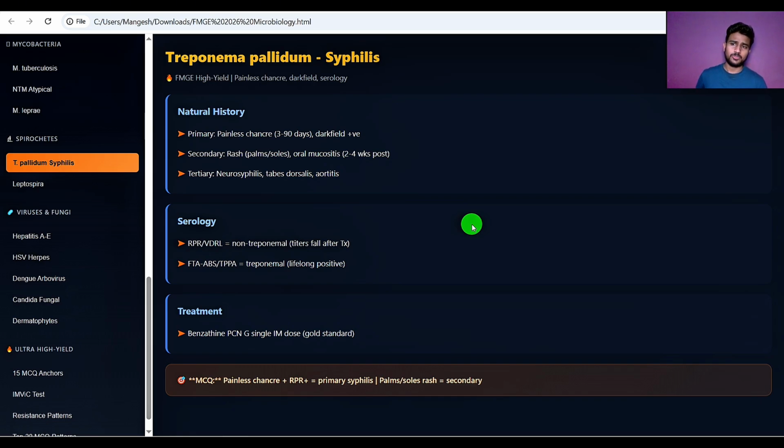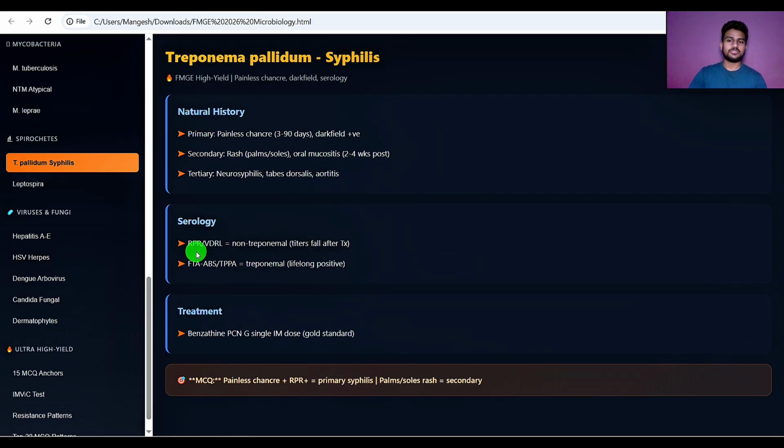Let's move towards the spirochetes. In spirochetes, there are 3 organisms, and those 3 organisms are highly important. We already discussed Treponema pallidum in syphilis when we were discussing sexually transmitted disorders. So in this section, we will just get a quick overview. The natural history has 3 forms, we already discussed primary, secondary, tertiary, so there is no point in repeating it.